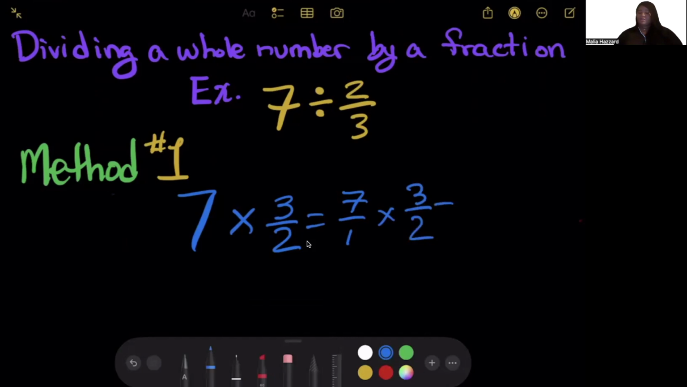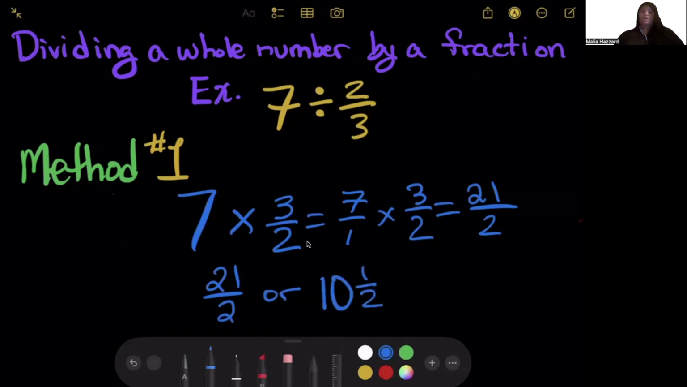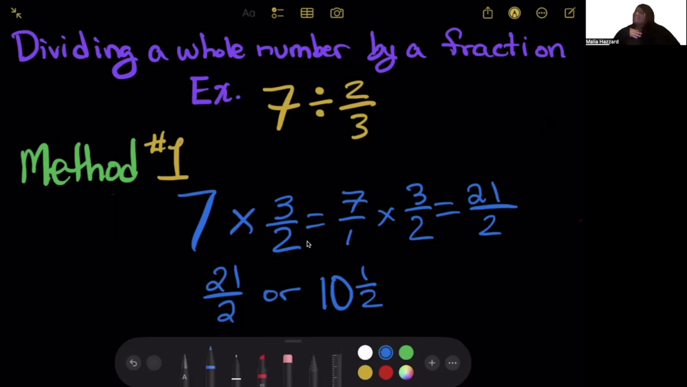Multiply straight across. My numerator, I have 7 times 3, which gives me 21. On the denominator, I have 1 times 2, which gives me 2. For my answer, I can leave it as 21/2 if you are allowed to leave your answers in improper fractions, or as a mixed number, it will be 10 and 1/2. Of course, we're going to do this again using method number 2.